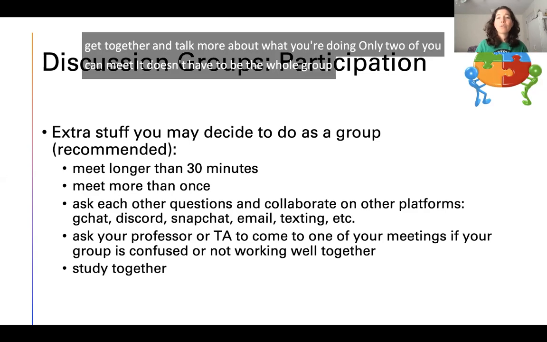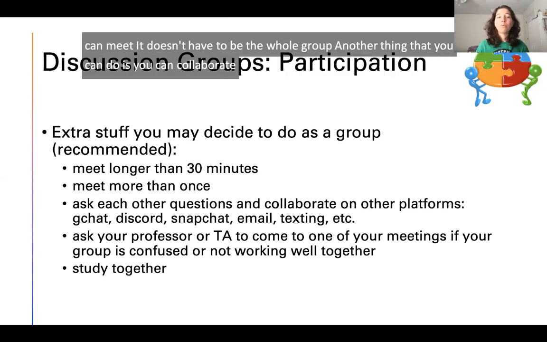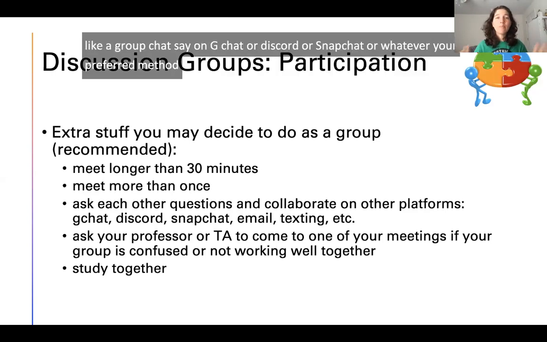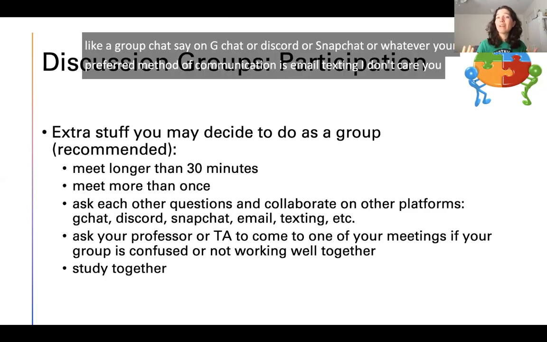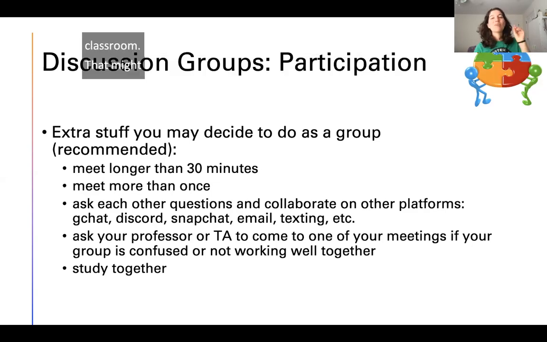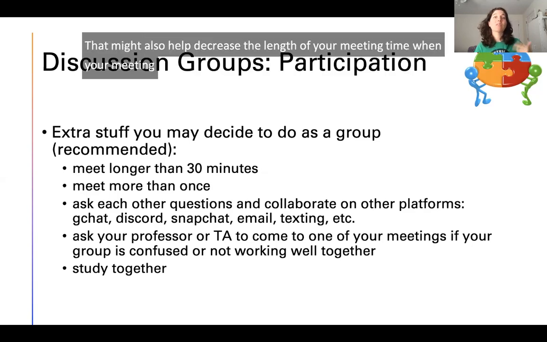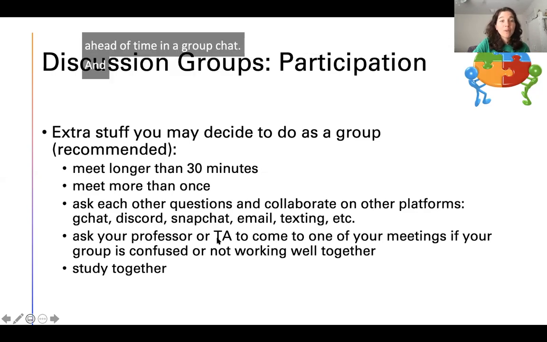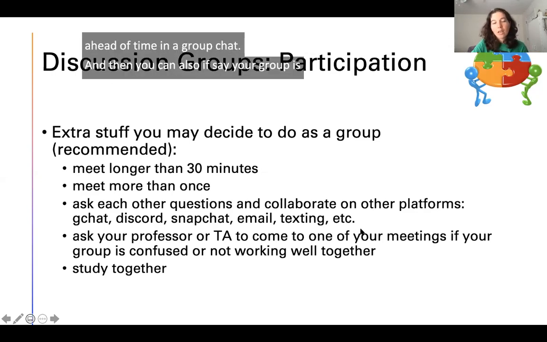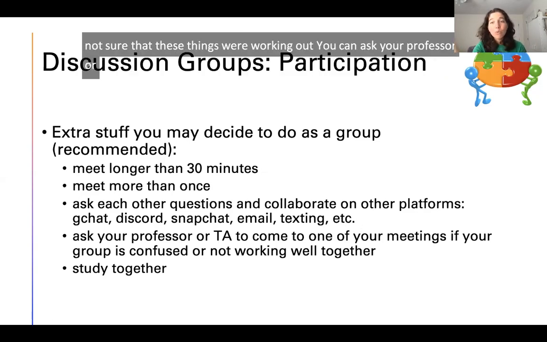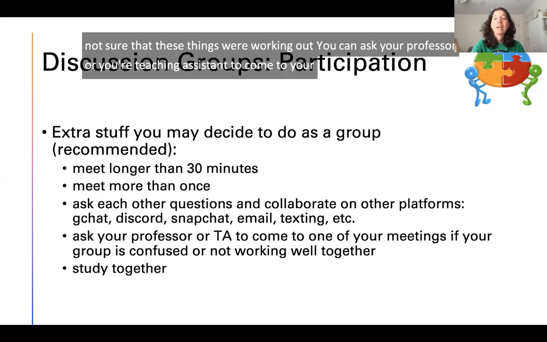Another thing that you can do is you can collaborate outside of Zoom. So if you want to set up a group chat, say on GChat or Discord or Snapchat or whatever your preferred method of communication is, email, texting, I don't care, you can do that. That can be really helpful to communicate outside the classroom. That might also help decrease the length of your meeting time when you're meeting on Zoom, if you get some of the stuff worked out ahead of time in a group chat. And then if say your group is just really stuck and you're not sure that these things are working out, you can ask your professor or your teaching assistant to come to your group discussion meeting and help you guys.